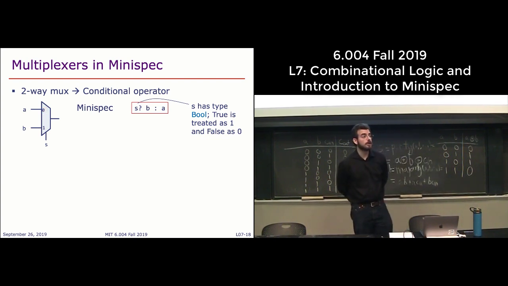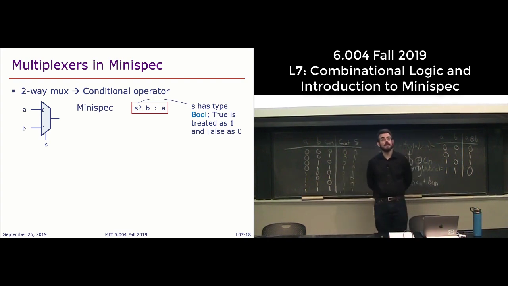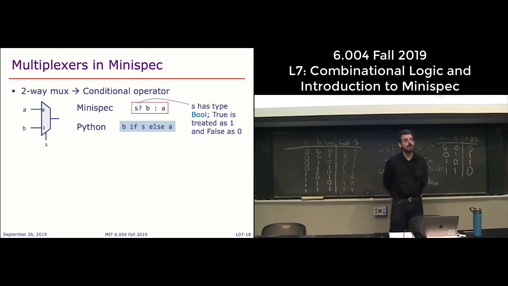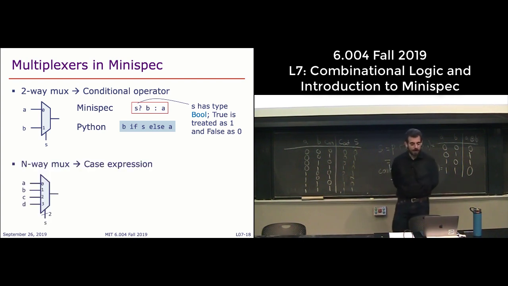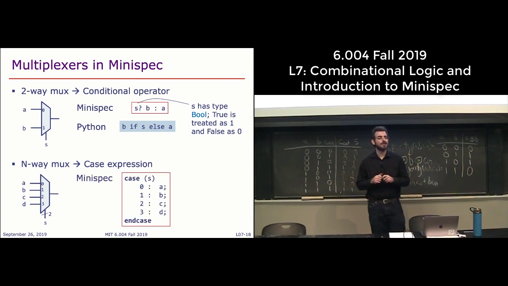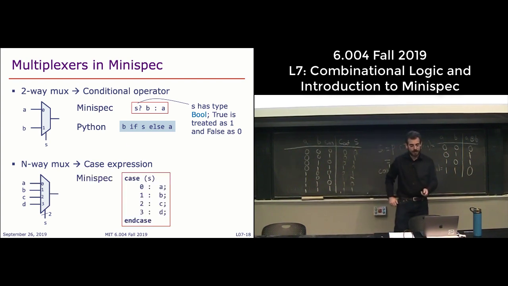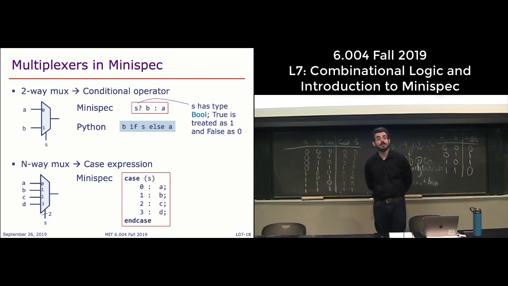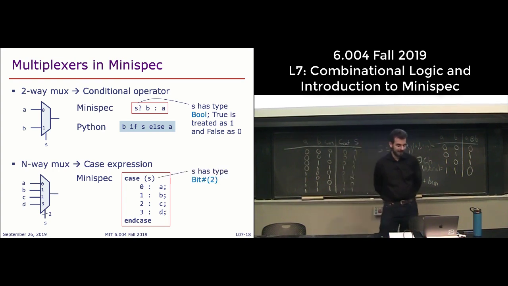If you know C, or if you know some other programming languages, they use this exact same syntax, but Python, which is the language that you might be more familiar with, doesn't use that. It uses this other syntax for the conditional operator: B if S else A. So they're exactly the same thing. How about an n-way mux? Well, for those, you could do this with a very deeply nested chain of conditional operators, but that gets tedious. So instead we have a case expression that essentially lists all the possible values, right? And then looks at S, and depending on what S evaluates to, it selects the appropriate branch of the case statement. Now this particular S is a 2-bit value, right? And that's why it can go from 0 to 3.